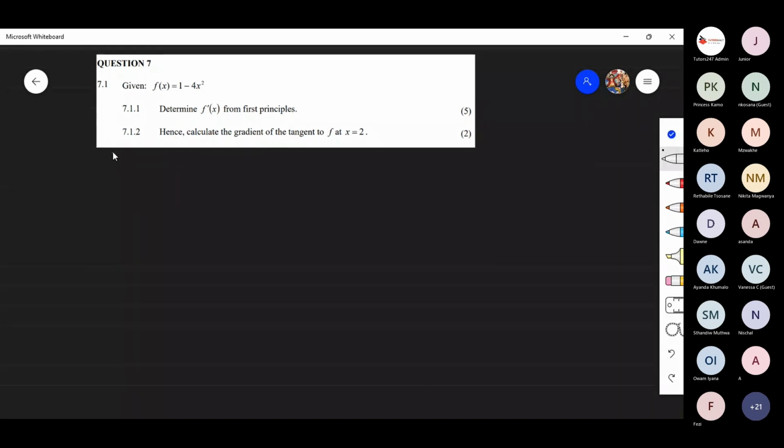We are given that f of x is equal to 1 minus 4x squared. And we know that in order to calculate a derivative using our first principle, we have to use the formula f prime of x equals the limit as h approaches 0 of f of x plus h minus f of x all over h.